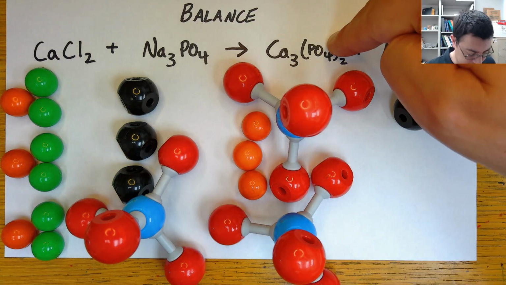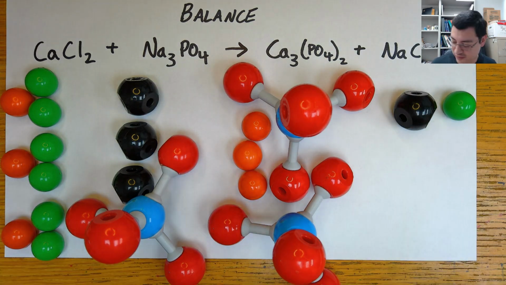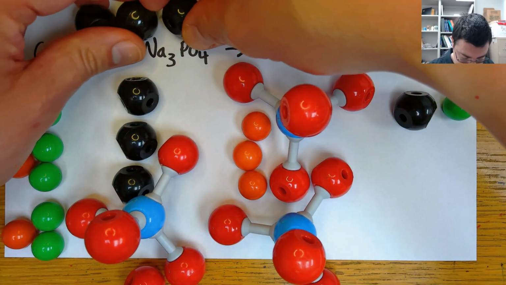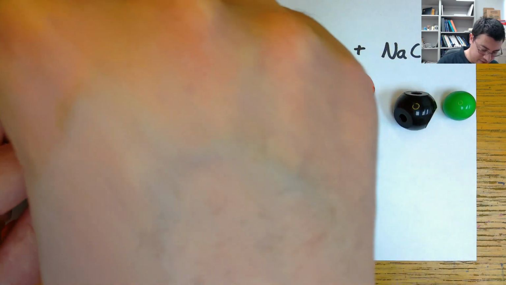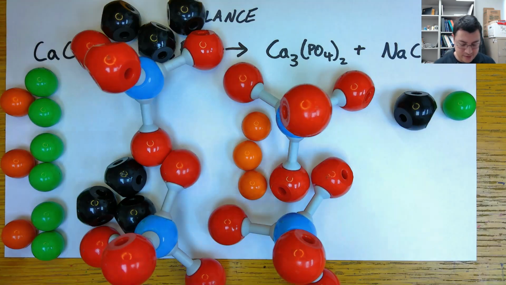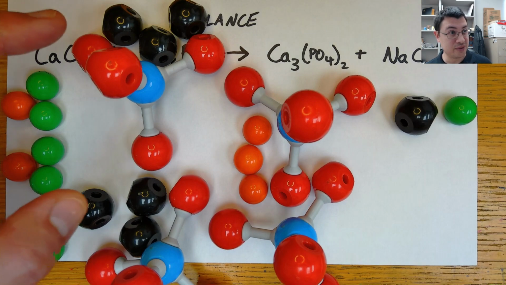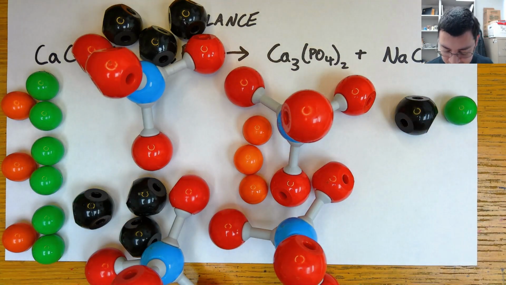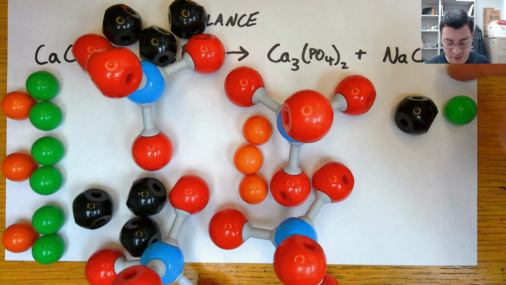Okay, let's do phosphate next. If we're ending with 2 phosphates, that means we need to start with 2 phosphates. This is going to get very, very crowded. Okay, so let's get second phosphate. Sodium phosphate right there. Okay. All right, so 3 calcium chlorides, 2 sodium phosphates. We have 1 calcium phosphate, and we need to figure out how many sodium chlorides we need to end up with so that it's balanced.